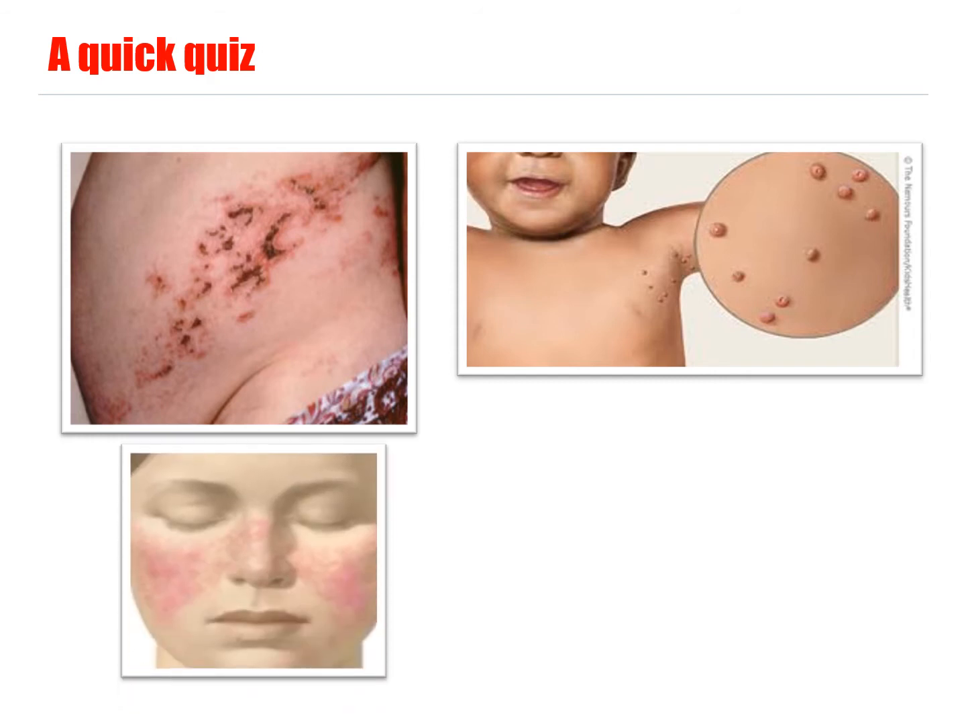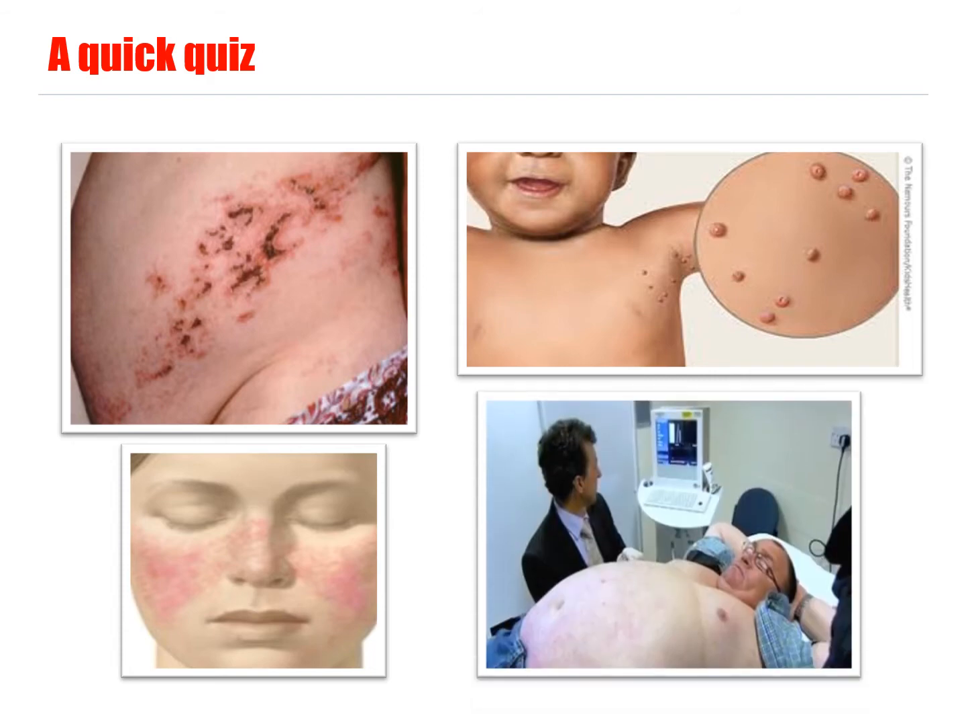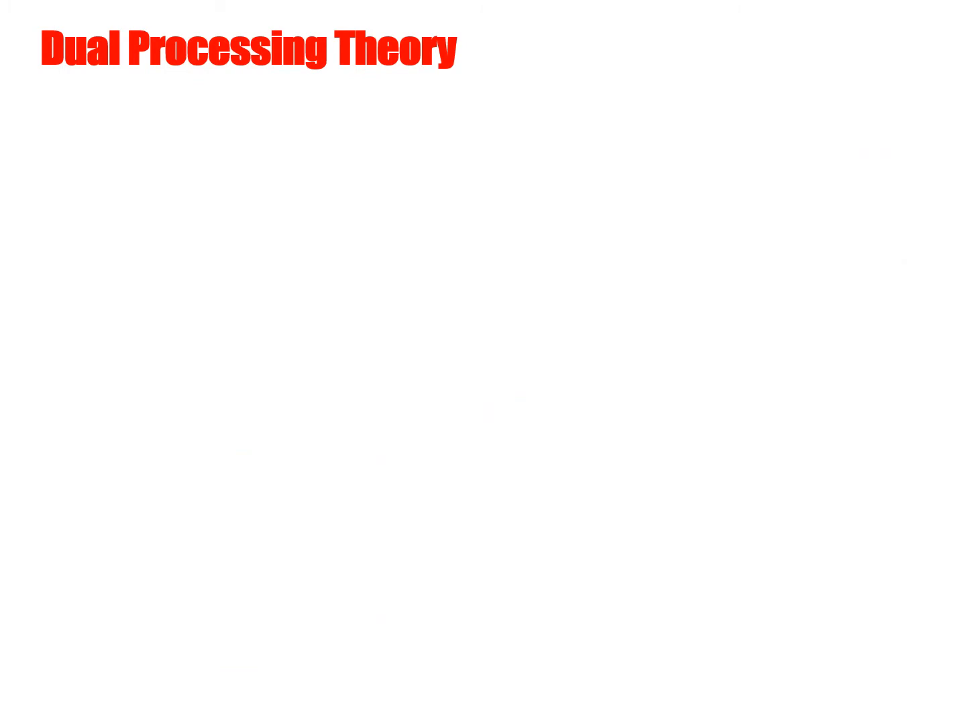What does this image show? And this one. What could be the potential diagnoses here? The third and the fourth images are less straightforward. There are a number of different possible explanations. So how do those pictures relate to the dual processing theory we're going to discuss now?